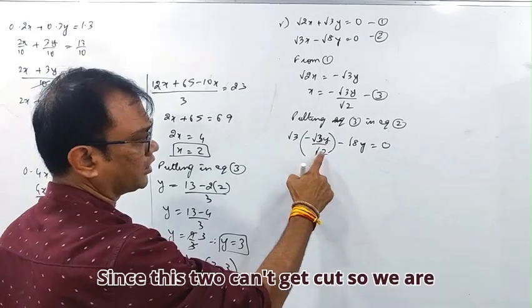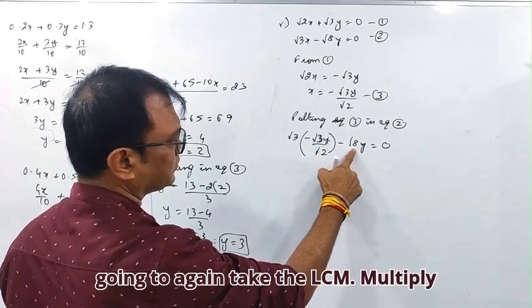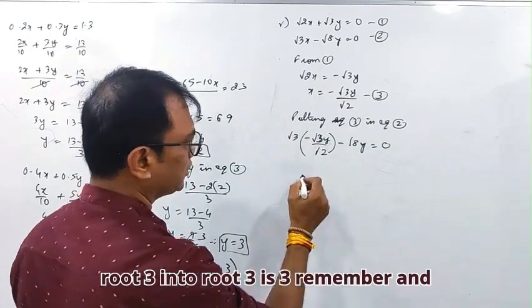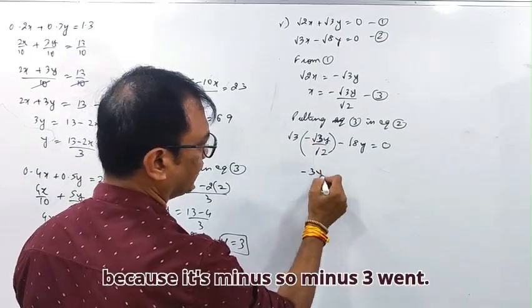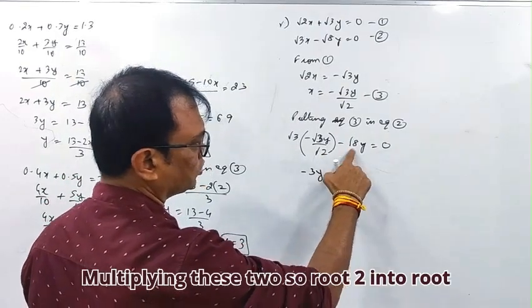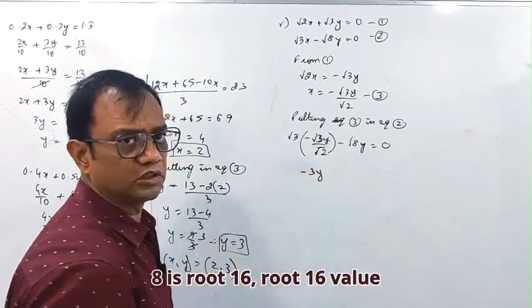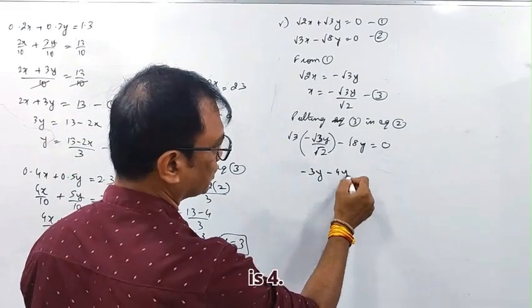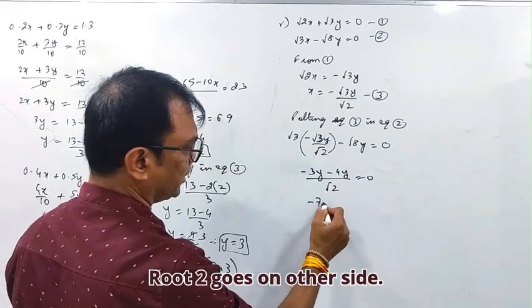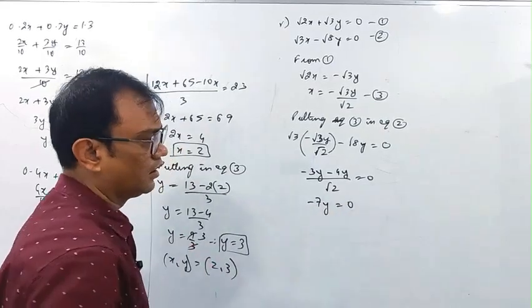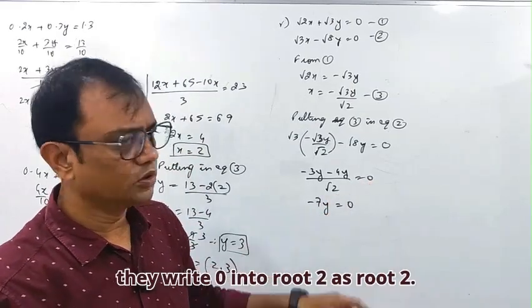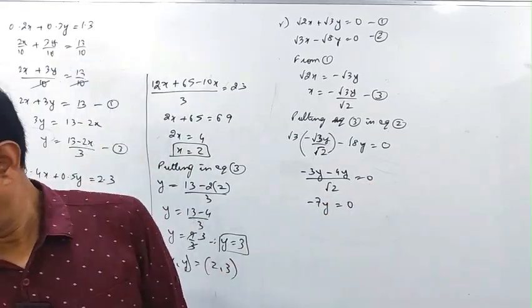Since this 2 can't get cut, we are going to again take the LCM, multiply. Root 3 into root 3 is 3, remember. And because it's minus, so minus 3. By multiplying these two, root 2 into root 8 is root 16. Root 16 value is 4. Root 2 goes on the other side. So many times students make a mistake, they write 0 into root 2 as root 2. Be careful.